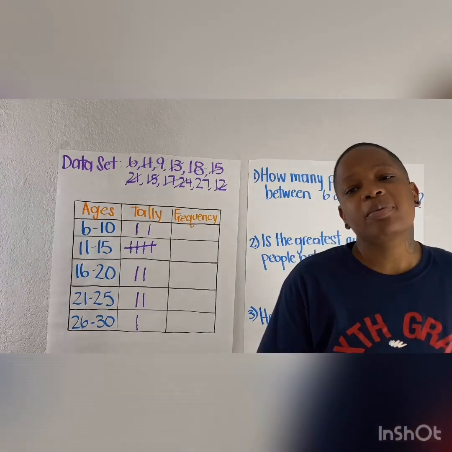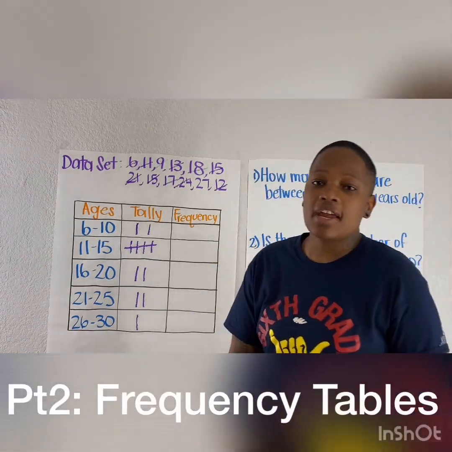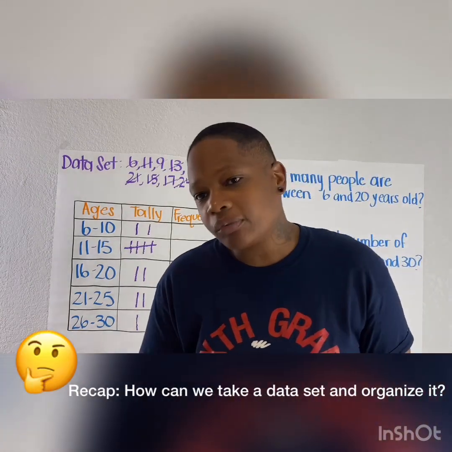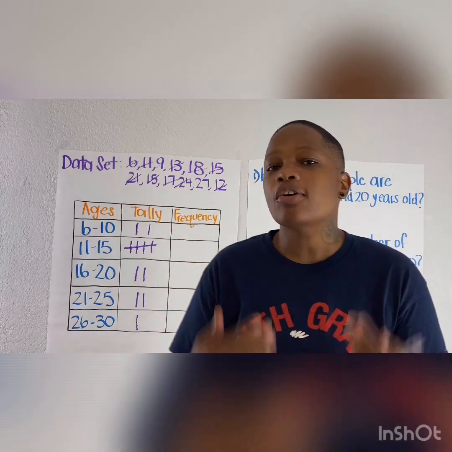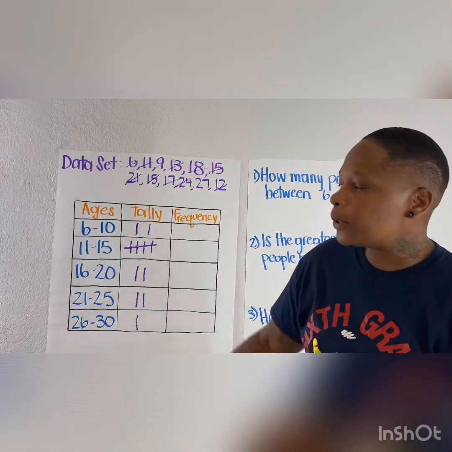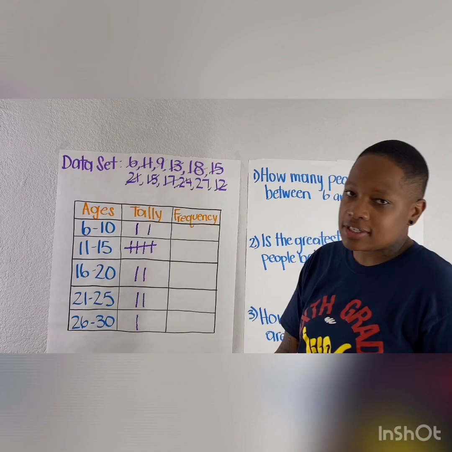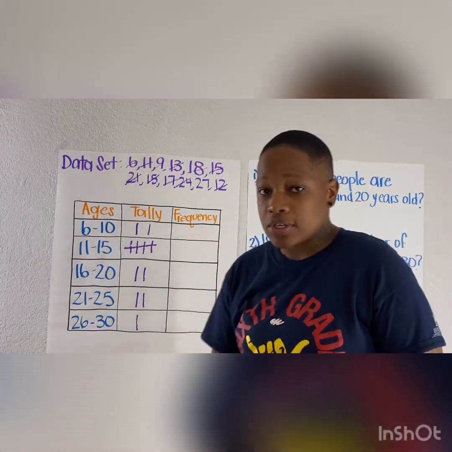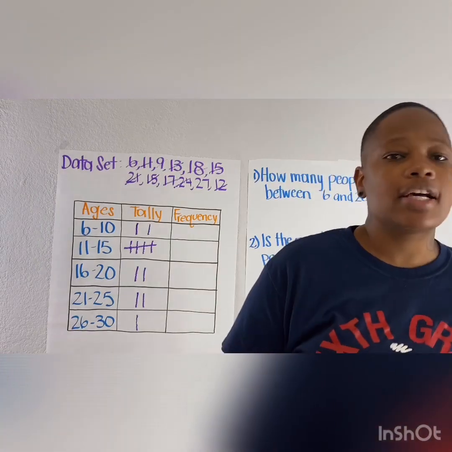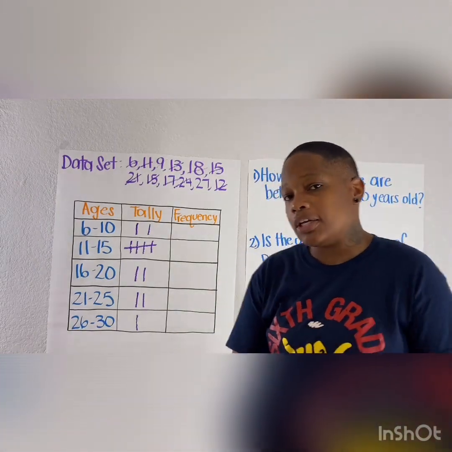Hello everybody, this is part 2 of our frequency lesson. So yesterday I showed you how to complete a frequency table and how to organize your data so you can transfer that information onto your frequency table. Last night's homework, I gave you a group of ages and I asked you to put those ages in tally marks and frequency. That was step 1 of organizing your data. So let's take a look and see if our answers match.